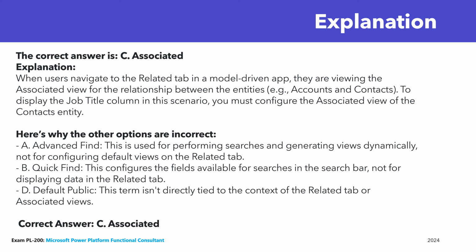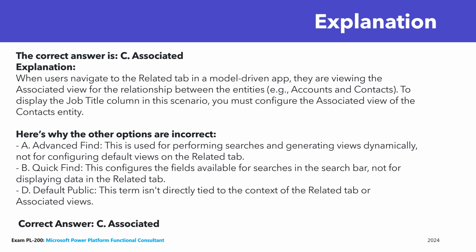The correct answer is C. Associated. Explanation. When users navigate to the Related tab in a model-driven app, they are viewing the associated view for the relationship between the entities, e.g., accounts and contacts. To display the job title column in this scenario, you must configure the associated view of the contacts entity.